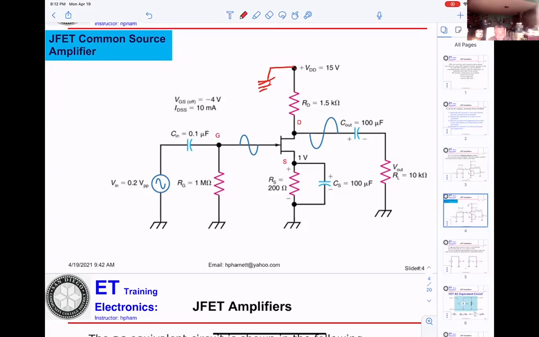When you convert it into AC, the ground here and the capacitor here will be shorted. Now you can see this resistor and this resistor, the load, connect to the drain and both go to the ground. So they will be in parallel, okay?